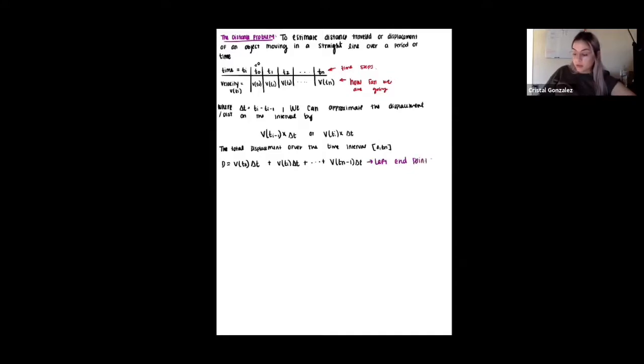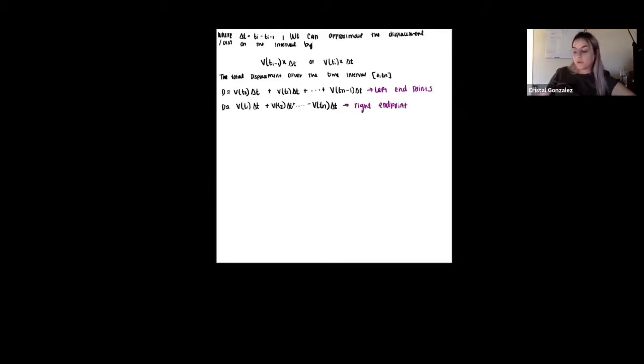And so now you could probably take a guess at the next formula we'll go over, which is going to be the exact same thing, except instead of starting at v of t naught, we're going to start at v of t1. And then we're going to multiply by delta t plus v of t2 times delta t, all the way until we hit our v of tn times delta t. And this is going to be our right endpoint.